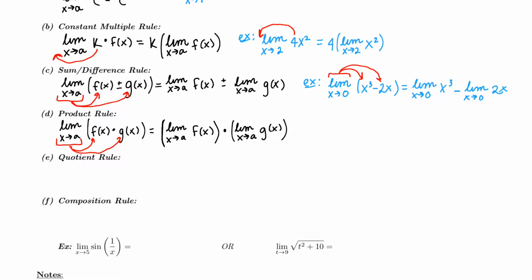As an example, we have the limit as x approaches pi of x sine x. So this is x multiplied by sine x. We can give this limit to the x and the sine x. And this would be the limit as x approaches pi of x times the limit as x approaches pi of sine x.